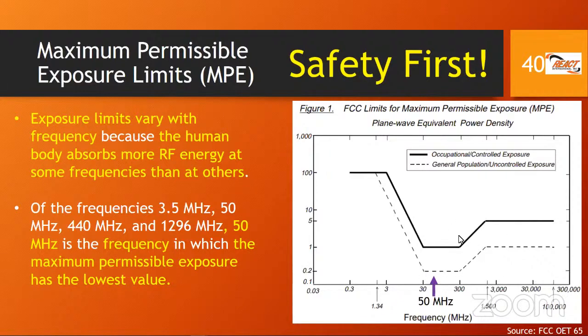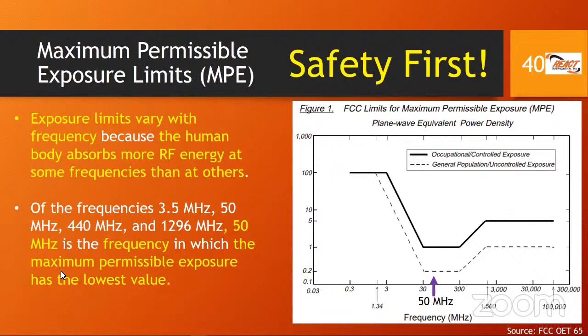So if you notice here, this range here, we absorb very easily, or much better than other frequencies. Because we absorb a lot more, or more easily, in this range of the frequencies here, our exposure limits are lower. So bullet point 1: exposure limits vary with frequency because the human body absorbs more radio frequency energy at some frequencies than at others. And that's what this graph shows here.